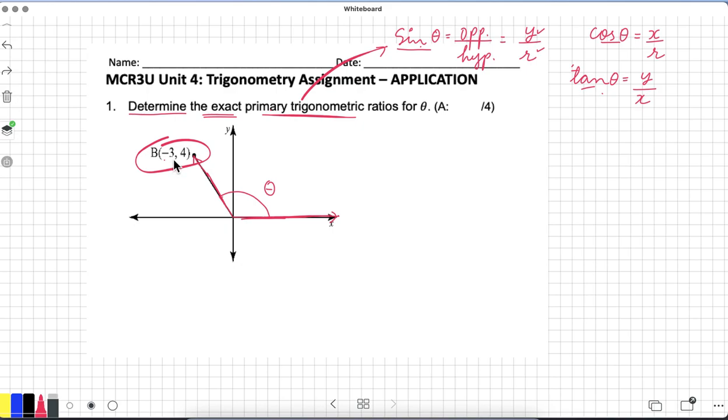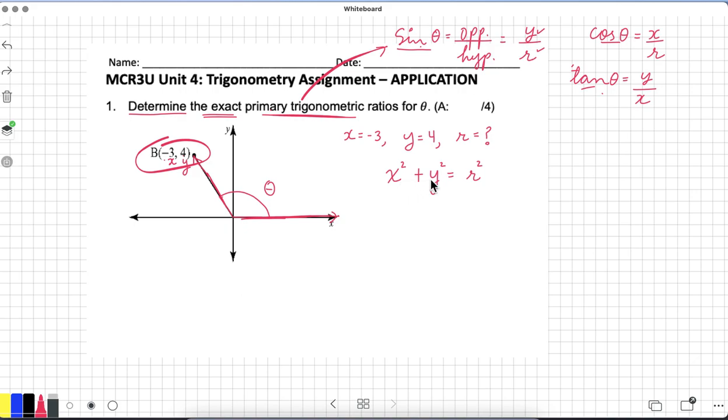So at point B, we know that -3 is the x value and 4 is the y. Remember, this is the coordinate pair given here. So we already know x is -3 and y is +4. But there is r in the formulas that is missing. Whenever you know the x and the y but the r is missing, you can use this formula: x squared plus y squared equals r squared.